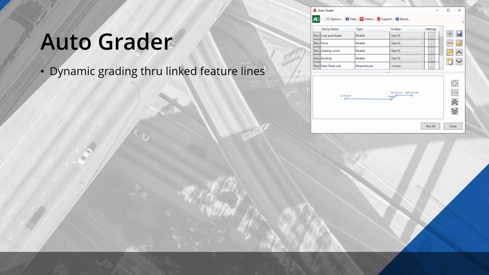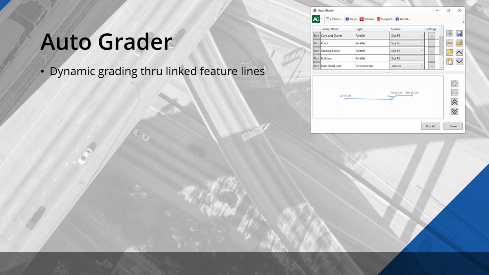So what Autograder is, though, is it's something that works with the native tool set in Civil 3D. It works with feature lines. You're all used to feature lines. Feature lines are great. They're flexible. They're easy to work with, a small, quick learning curve, but they're not dynamic.